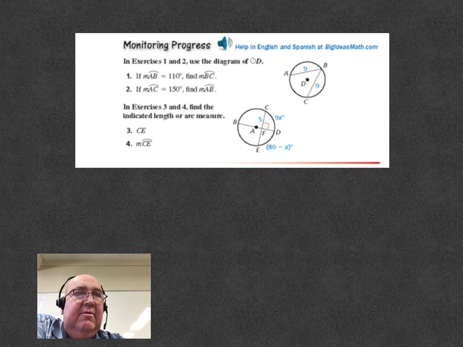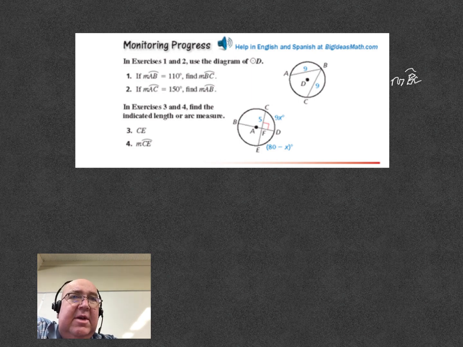Alright, we want to find the measure of arc BC. And we know that AB is equal to 110 degrees. So BC is also equal to 110 degrees because the two chords are congruent.